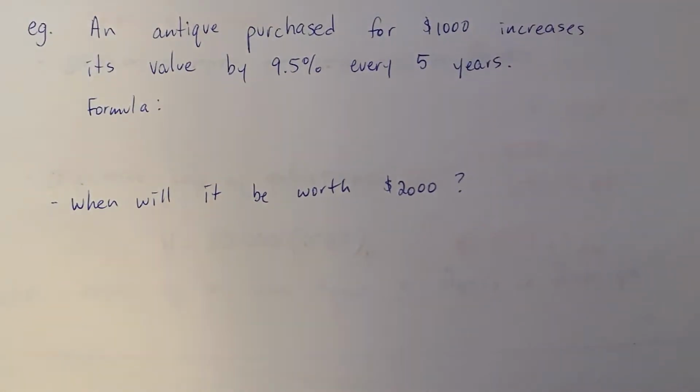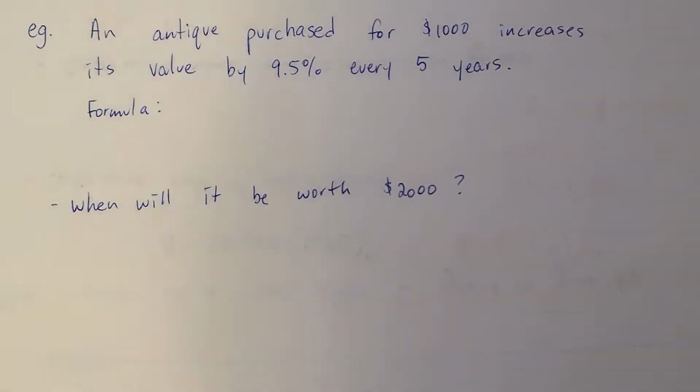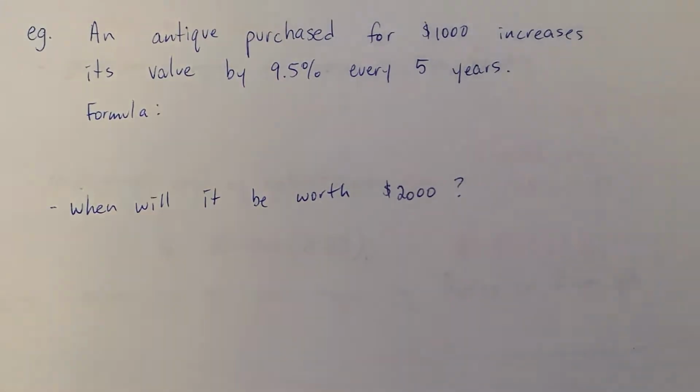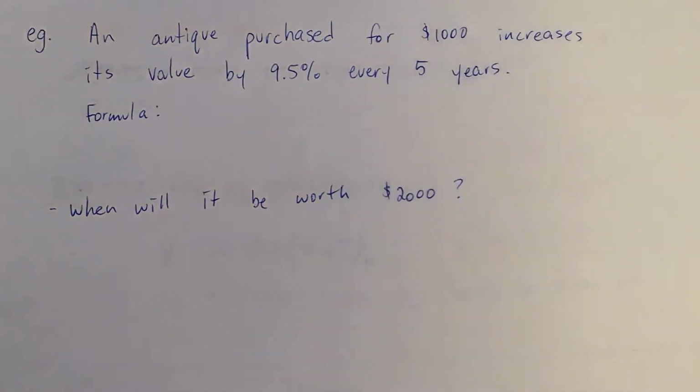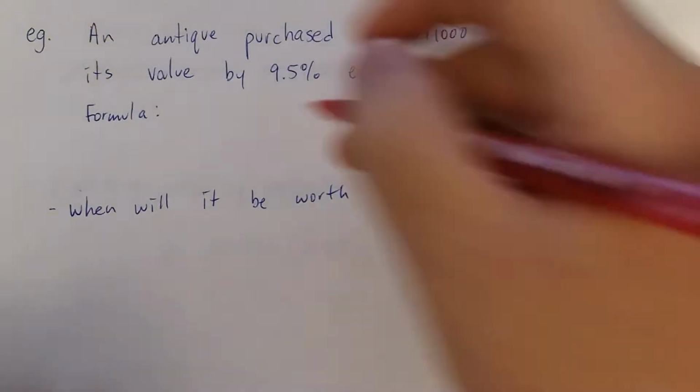All right, got another question here for you. Saying an antique purchased for $1,000 increases its value by 9.5% every 5 years. I'm going to start with that formula. All right, so I'll just again remind you of what the general formula looks like.